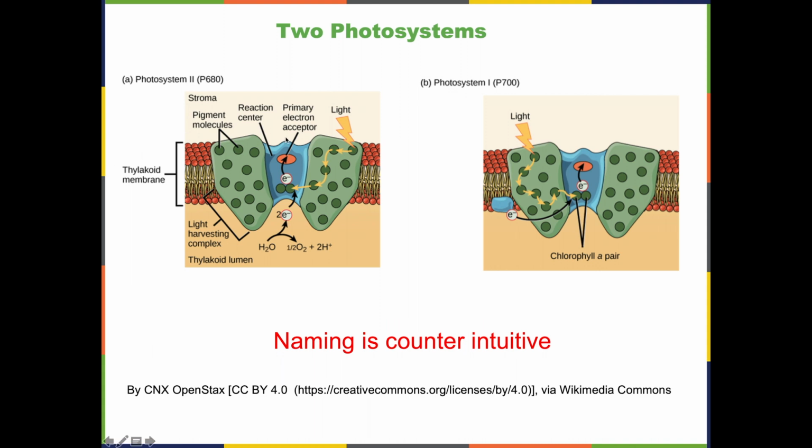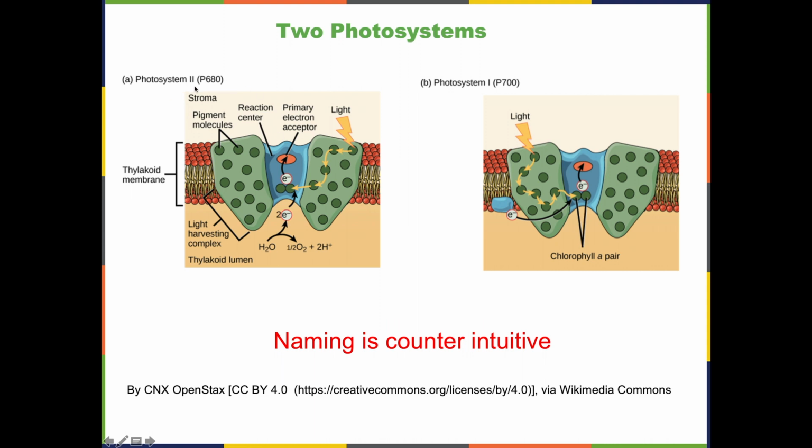Photosystems, again, play a very important role in photosynthesis, and there are two of them, photosystem 2 and photosystem 1. Why am I starting with photosystem 2? Because there is a series of steps that happen during light reaction, and the photosystem that is first in line in those events is called photosystem 2.